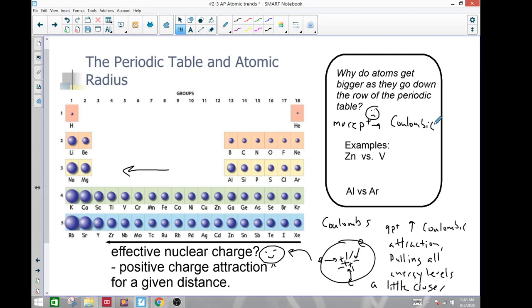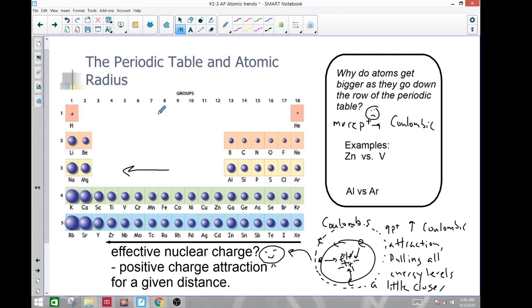Okay, so now again, if the energy levels fill up, then we add another energy level. So that's not effective nuclear charge because we're not at a given distance. All right, that's not the same. Okay, so now the nucleus, its attraction to this electron is stronger because I add another proton and another electron. Yeah, this attraction is stronger, but this one's farther away, so it's weaker.